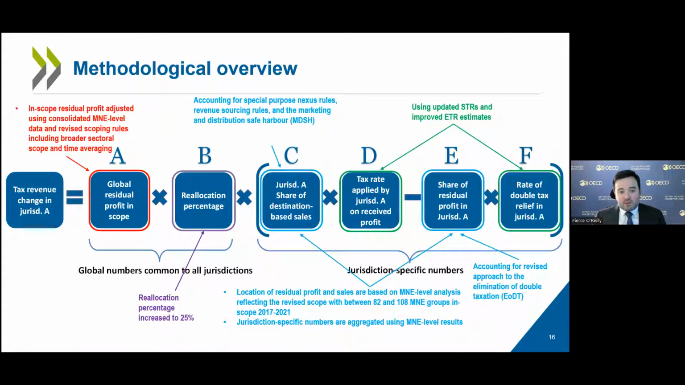And some of those design features then turn out to really matter for specific jurisdiction groups' revenue estimates. And that can include things like the revenue sourcing rules, exactly how the revenue is sourced under amount A, the marketing and distribution safe harbor, and also the rules on the elimination of double taxation, which govern which jurisdictions are obliged to relieve double taxation and therefore essentially surrender taxing rights.